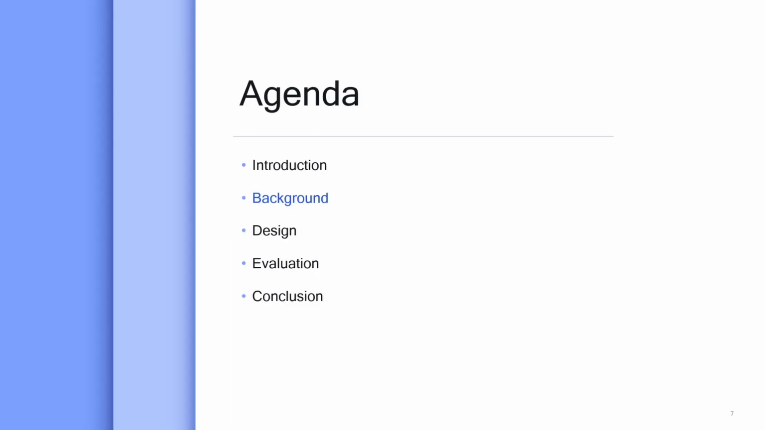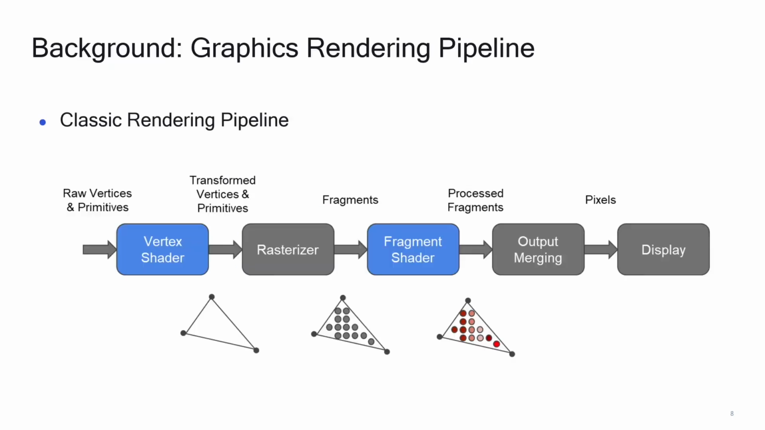Now let's dive a little bit deeper and move on to the background of this work. First, let's take a look at the classic graphics rendering pipeline. The input of the pipeline is a set of 3D models, which are described by vertices or a collection of vertices, also known as primitives.